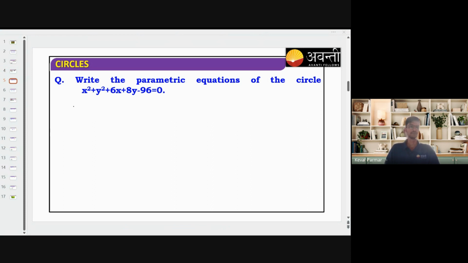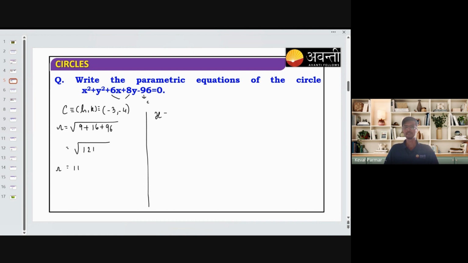Chalo. So we first need to find the center, which is h comma k. I hope you remember: divide by 2, change the sign. Take the coefficient of x and y, divide by 2 and change the sign. So we got h and k. This is the center, right? So what is the radius? Radius is under root of g square, which is 9, plus f square minus c. So I think it is under root of 25 plus 96, which is 121, which is 11. So we got the radius. What is the parametric form?